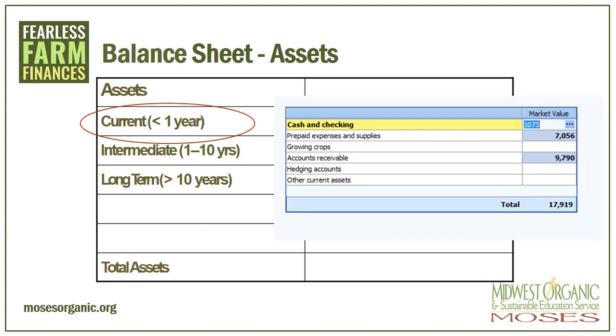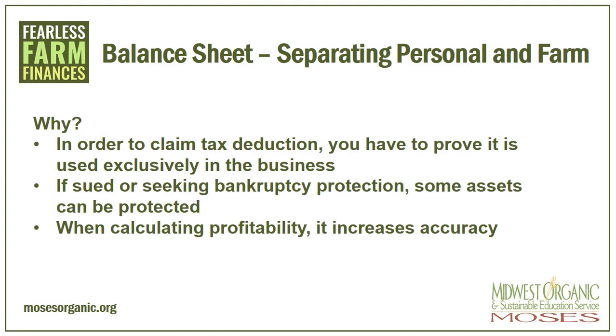It is important on your balance sheet that you separate personal information from farm information. This is especially important if your farm is a corporation or an LLC. So why is it so important to separate personal and farm? Well, in order to claim a tax deduction, you have to prove it is used exclusively in the business, so you need to keep accurate records. Also, if you're sued or seeking bankruptcy protection, some assets can be protected if they are recorded properly. Also, when calculating profitability, it increases accuracy if you separate personal from farm finances.